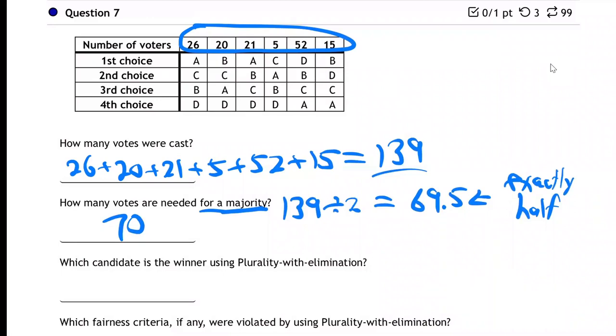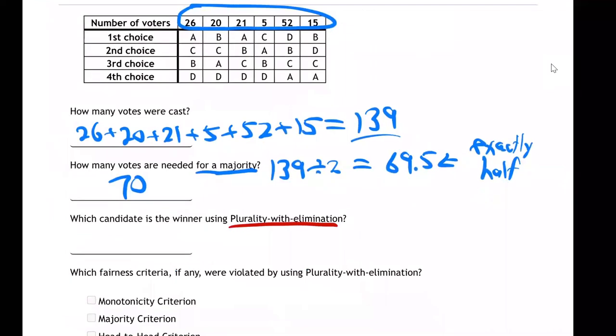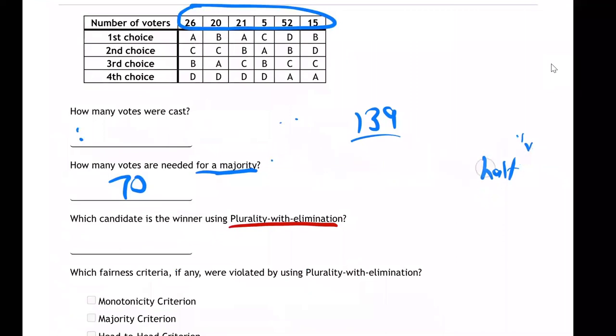Okay, next question. Which candidate is the winner using plurality with elimination? So we're going to have to do the plurality with elimination method. Now, remember how that method works. I'm going to erase this just to get us some room here. Anyway, I'm going to do it up here.